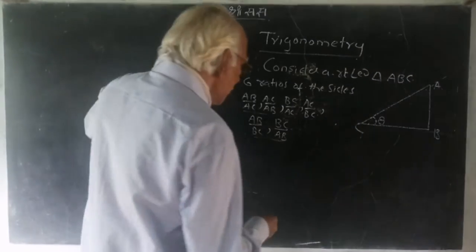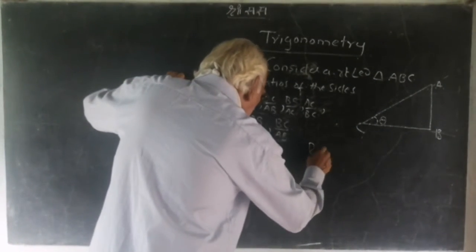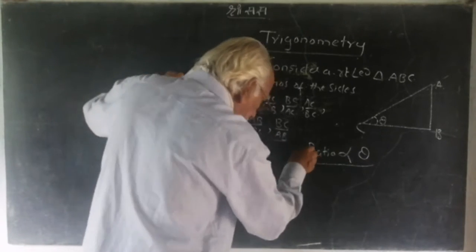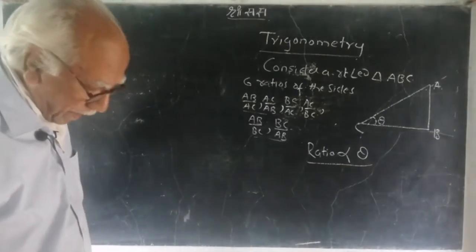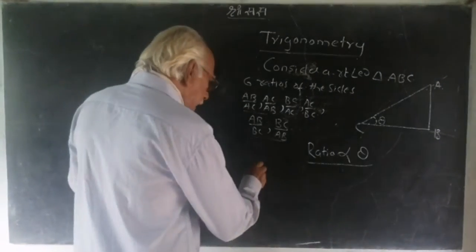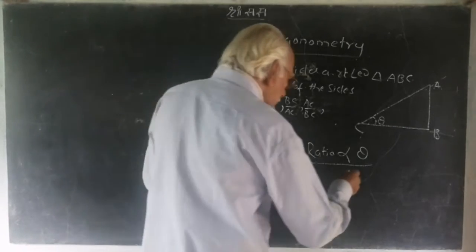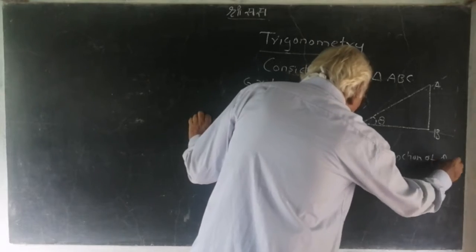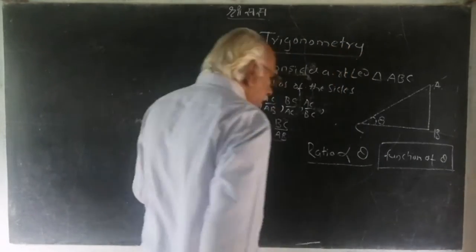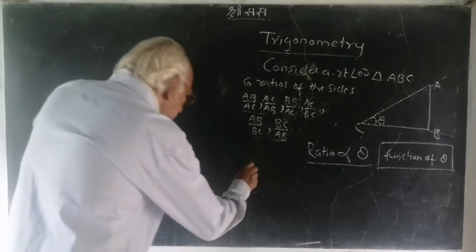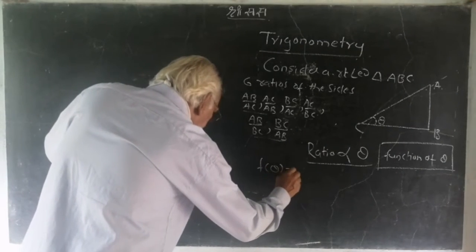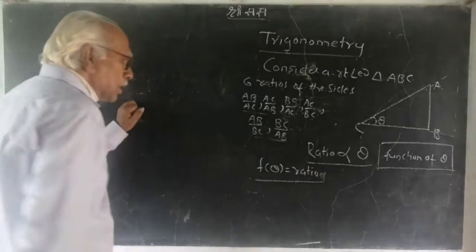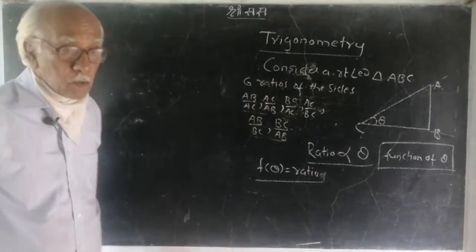So what can we say? This particular ratio depends on the angle, or we can say it is a function of theta. Function of theta is equal to the ratio. This is the principle of trigonometry.